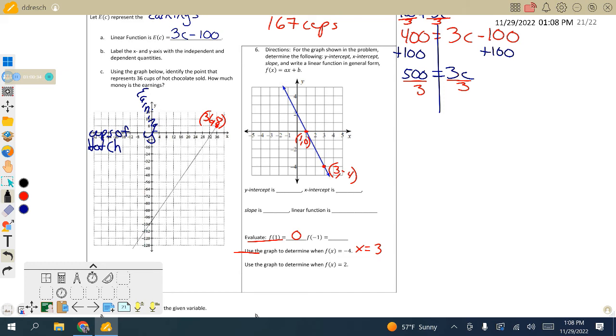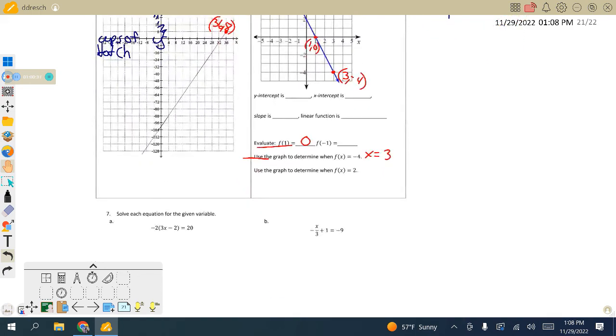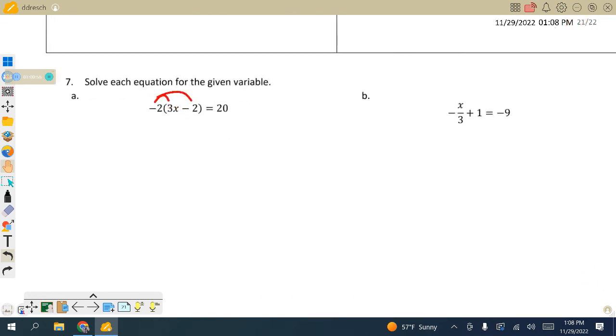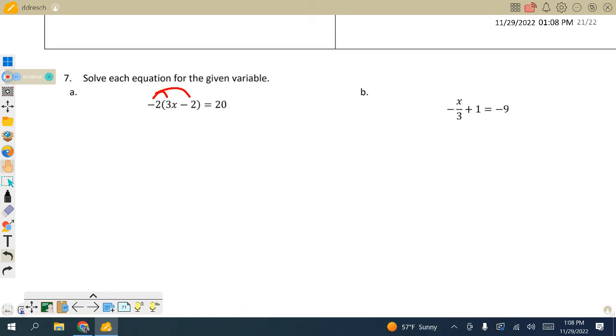Now, at the bottom, what we have left is some solving equations work. On that solving equations, we've talked about this before. I just want to keep you on your toes. On letter A, we have parentheses. What do we have to do to get rid of parentheses? Yep, we got to use our distributive property. So as we use our distributive property there, negative 2 times 3 and negative 2 times negative 2. Once you get rid of parentheses, this is no different than what we just did up above. This is a two-stepper. Subtract 4, divide by negative 6.